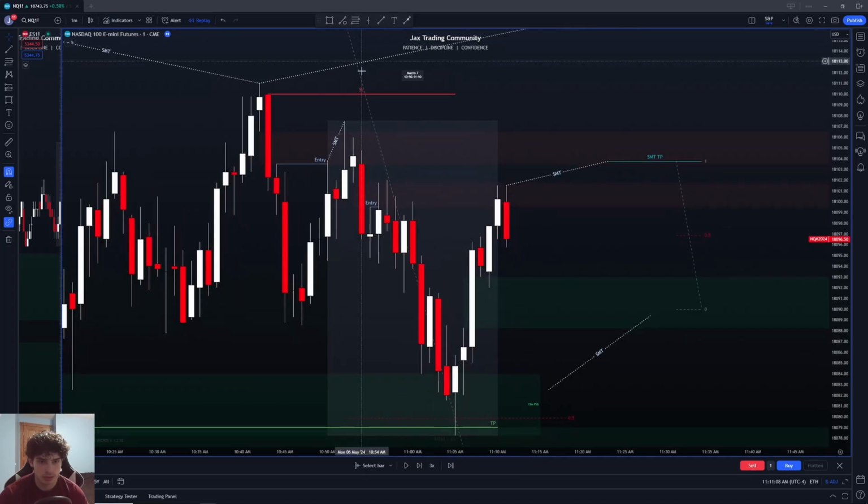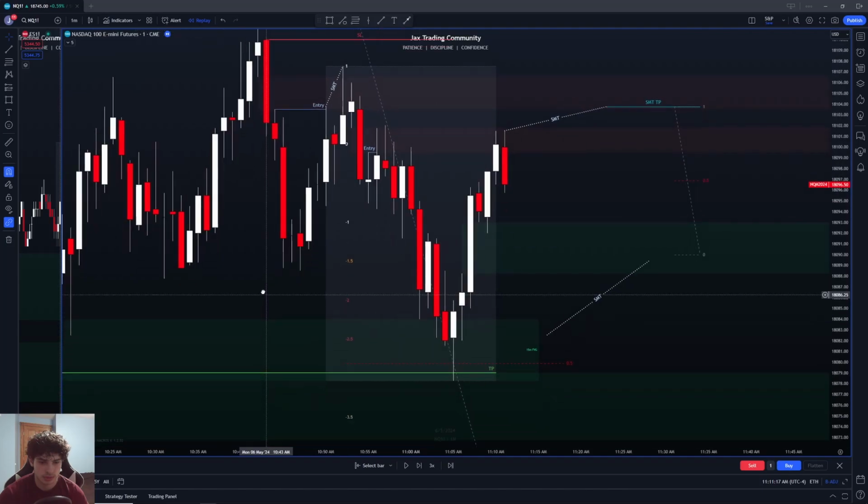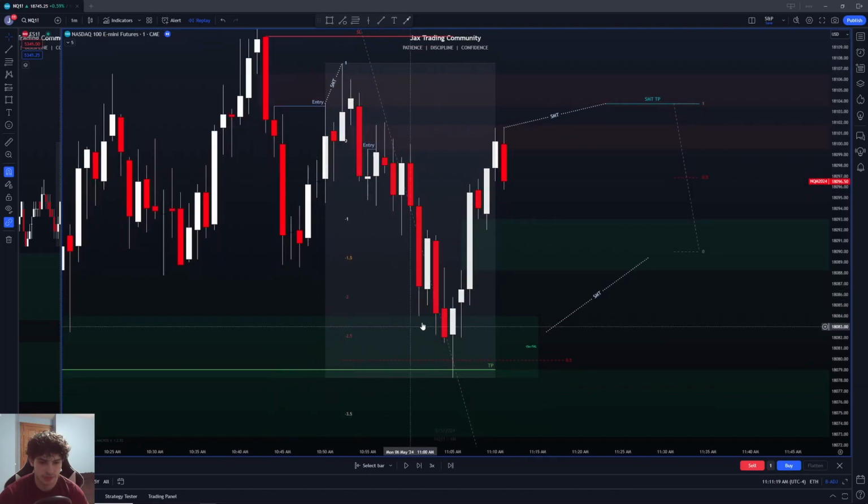Another thing you could probably draw in is this leg right here as manipulation. I don't know if this would really be a good leg to draw in. Possibly. We did respect this 2.5 area and come back up as a reversal, so maybe. But personally, I really wouldn't care about that.